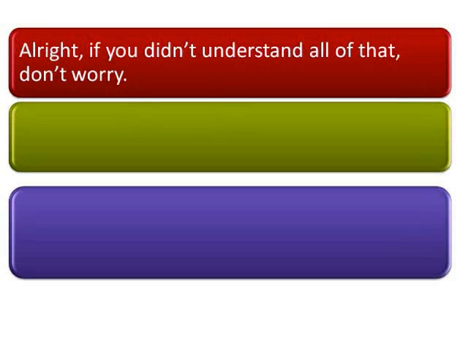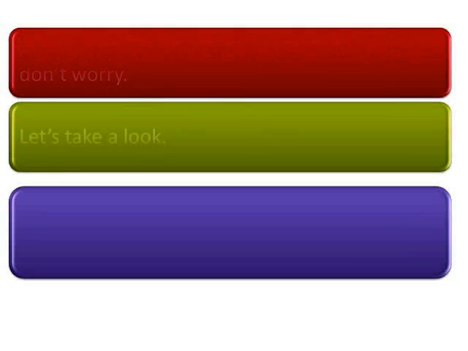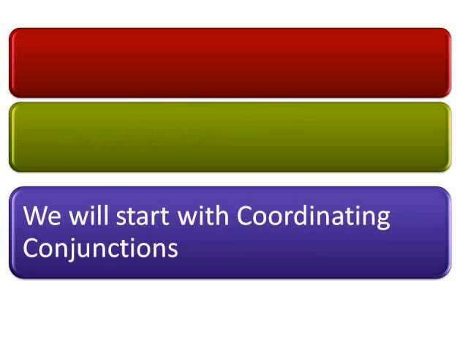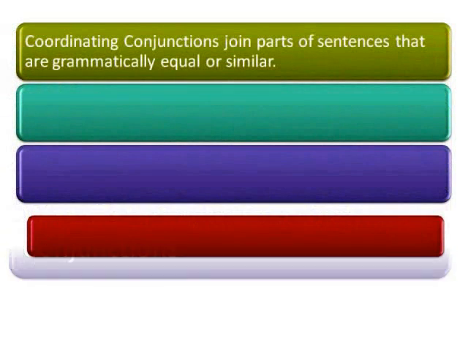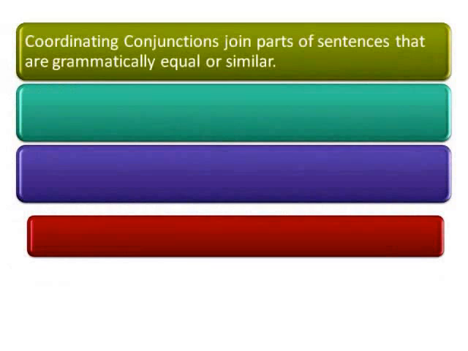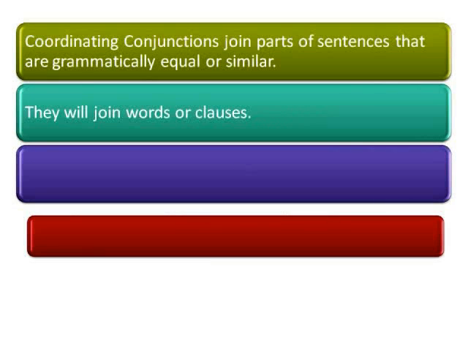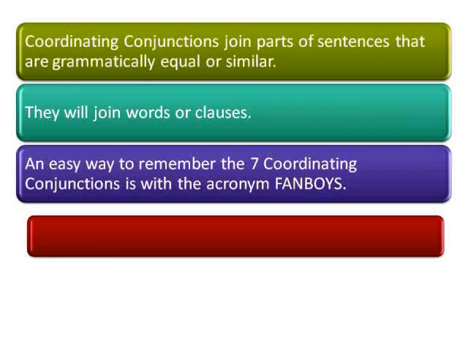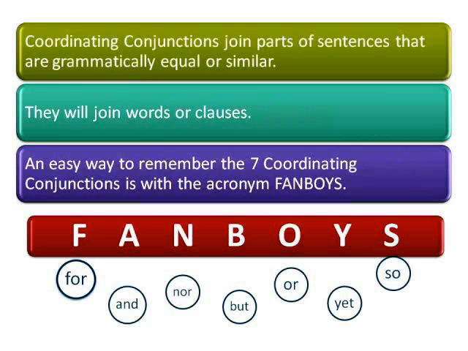Alright, if you don't understand all that, don't worry. Let's take a look. We will start with coordinating conjunctions. Coordinating conjunctions join parts of the sentence that are grammatically equal or similar. They will join words or clauses. An easy way to remember the 7 coordinating conjunctions is with the acronym FANBOYS. That stands for, and, nor, but, or, yet, and so.